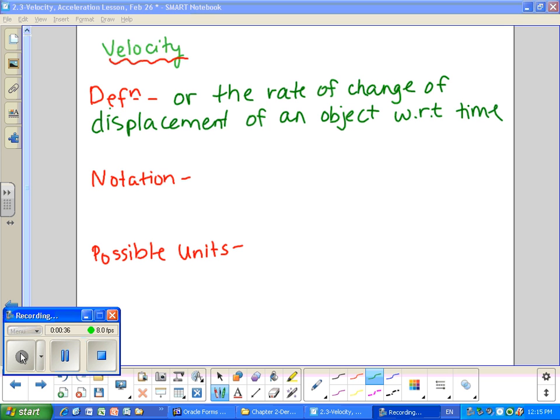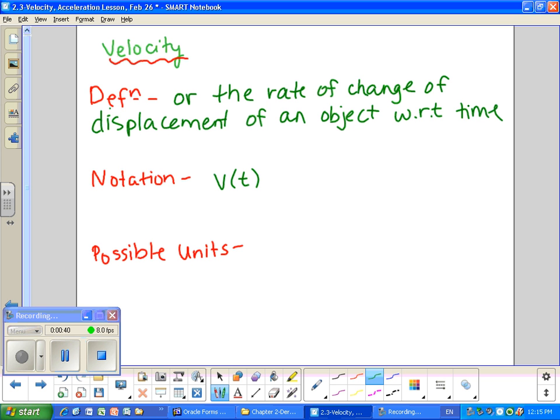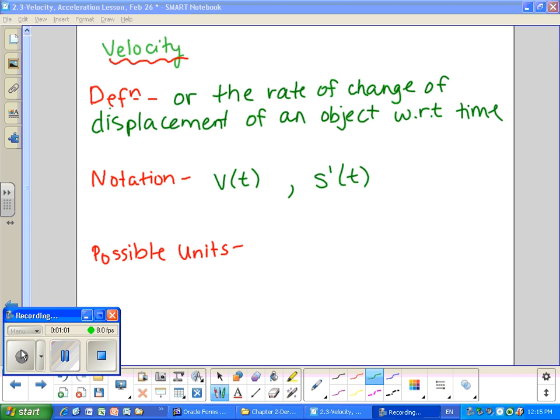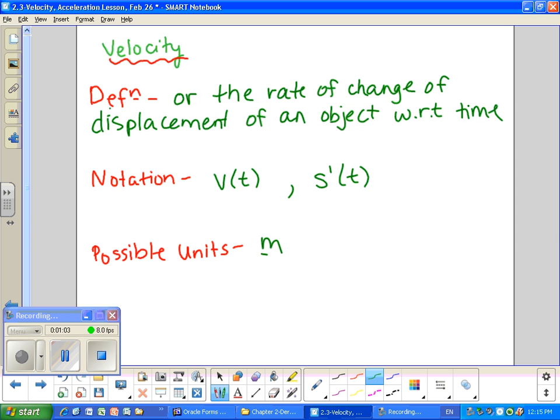The notation for velocity, we can use v of t, or s prime of t, which is the derivative of the displacement. You need to be aware that if you see v of t, that means it is the derivative of your first displacement function, although there's no prime there. And the units, going along the same lines, would be, for example, meters per second.